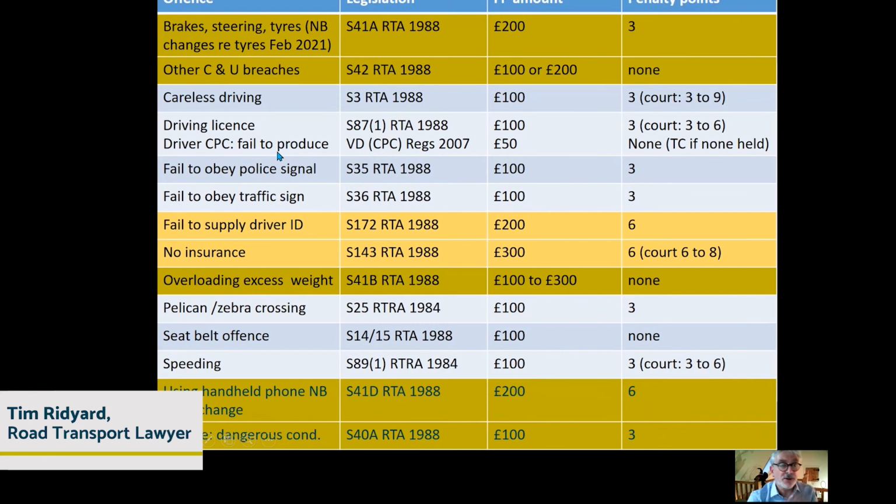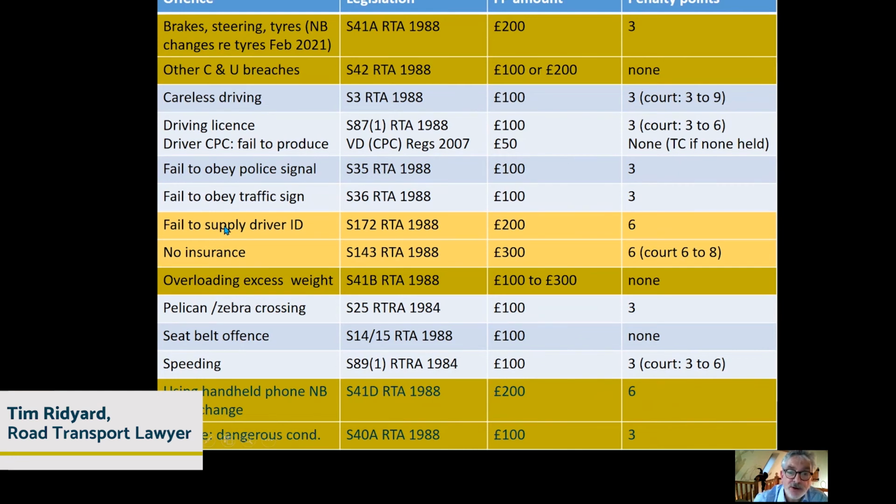On this table, I've mentioned a few other offences which you might like to think about. Careless driving. If a driver accepts a fixed penalty, for that it's 3 points, but if you go to court, then the court's got the power to impose up to 9. Similarly, for driving licence offences, 3 points, the court can go up to 6. There is a fixed penalty, that's the lower amount, £50 for driver CPC offences. And if a driver hasn't got a CPC at all, hasn't taken one, DVSA policy is referral to the Traffic Commissioner.